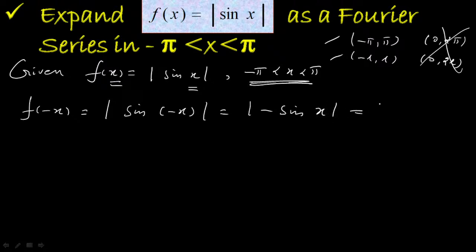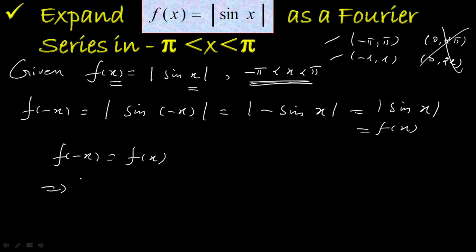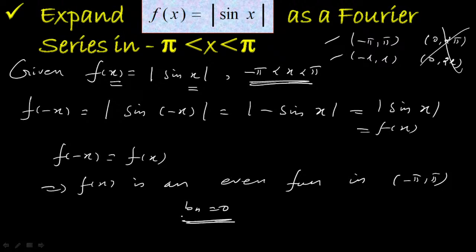Absolute value of minus sine x is nothing but sine x itself, isn't it? So this is nothing but your f of x. So what we get, if you replace in the function x by minus x, you get the same function, which means f of x is an even function defined in an interval minus pi comma pi. So which means the Fourier coefficient b n is 0, isn't it?